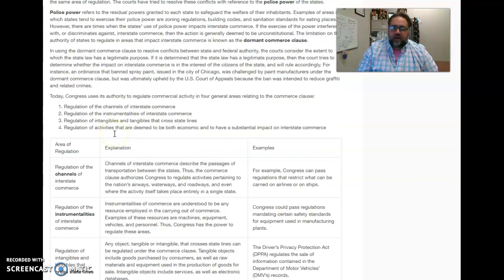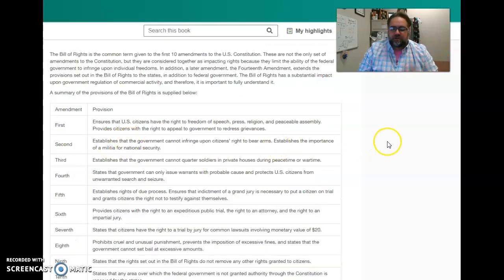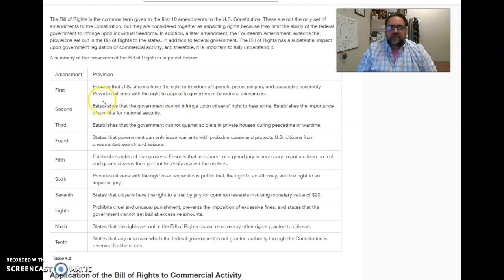And so I'm going to just show you this right here that talks about areas of regulations, and expect you to go back and read through those. I do have one other thing I want to bring up. This is the section on constitutional protections. Really, really good stuff. It goes through the first 10 amendments.